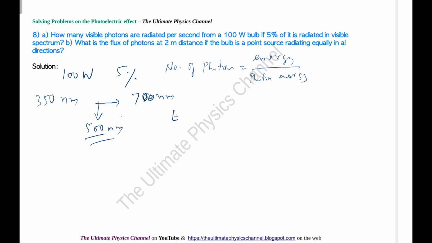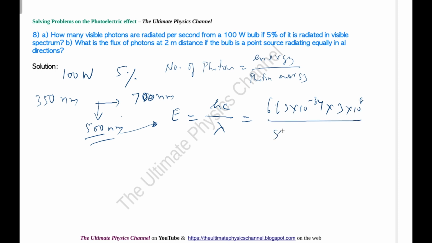What is the energy of photon? For this particular wavelength, the energy of the photon is hc over lambda. And for the given lambda of 500, let's say, that would be 6.63 into 10 power minus 34 times 3 into 10 power 8 over 550 nanometers, so 550 into 10 power minus 9. If you do this math, you would get the energy of a single photon to be about 3.98 into 10 power minus 19 joule, right?